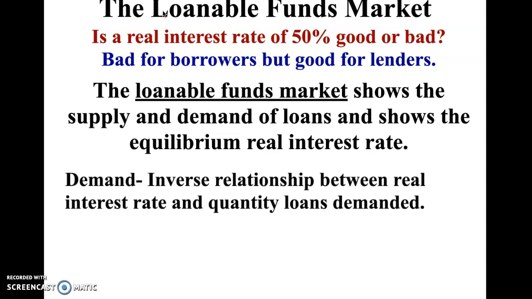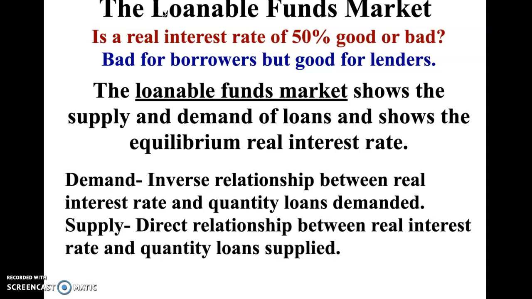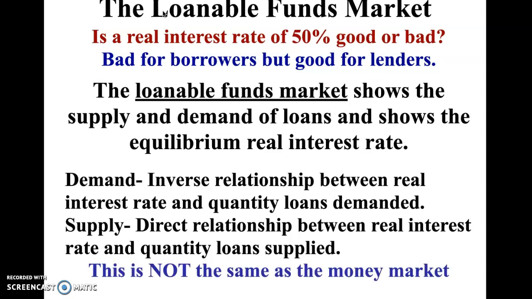Demand is the inverse relationship between real interest rate and the quantity of loans demanded. The demand is going to represent borrowers, right? And so borrowers, if they have a lower interest rate, want to borrow more. That's why it's inverse. Supply is going to represent savers or lenders. If the interest rates go down, they're going to want to supply less. They want higher interest rates, not lower.